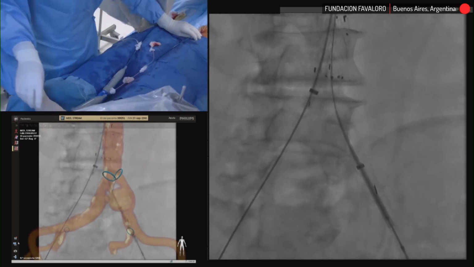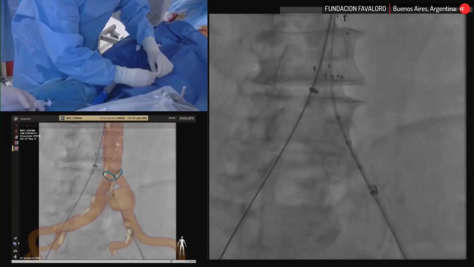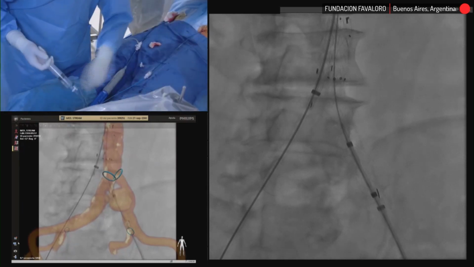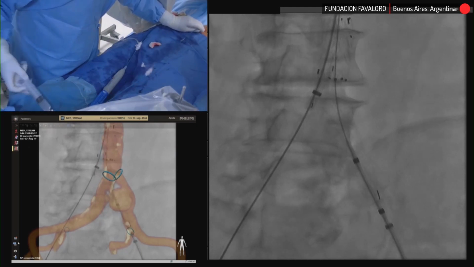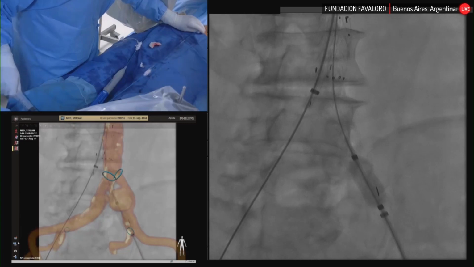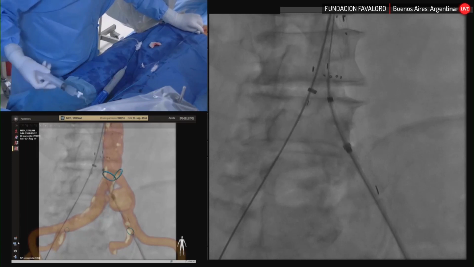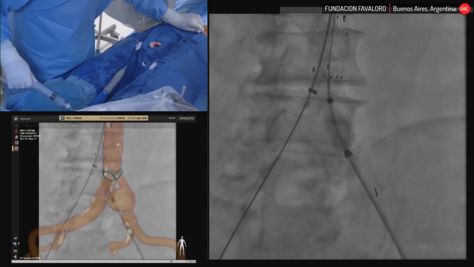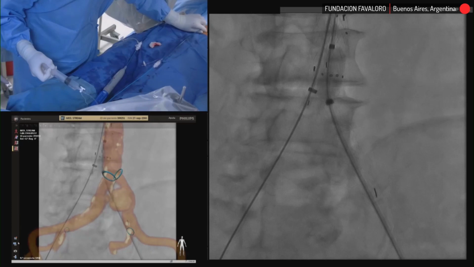Okay, so Gustavo is going to push the wire, please. So we are going to balloon in here. Remember that these inflations are manual. You have to have a sensation, and a rectangular configuration of the balloon, to be sure that the inflation is okay. So now I'm going to introduce all together using the balloon. Now I'm going to dilate here.